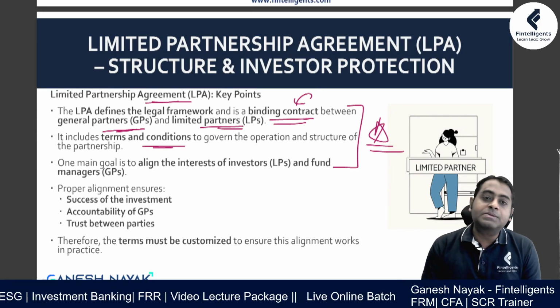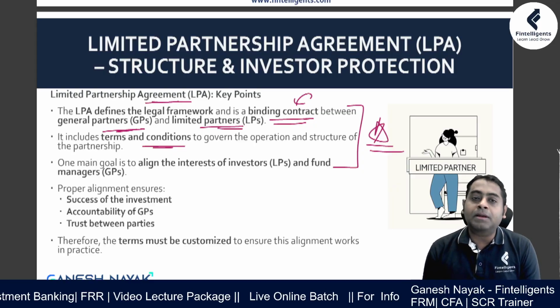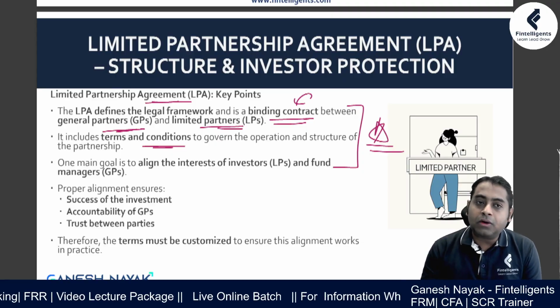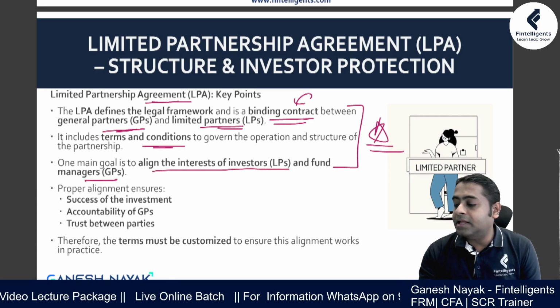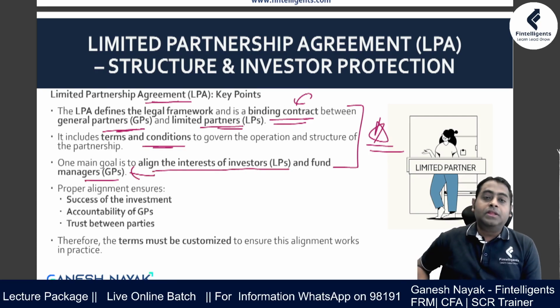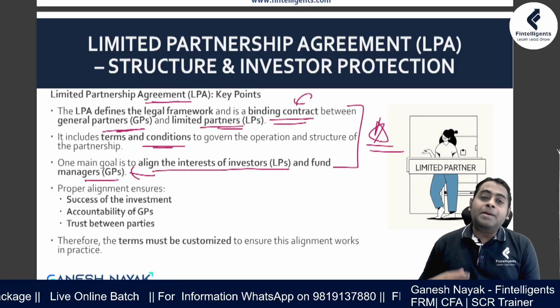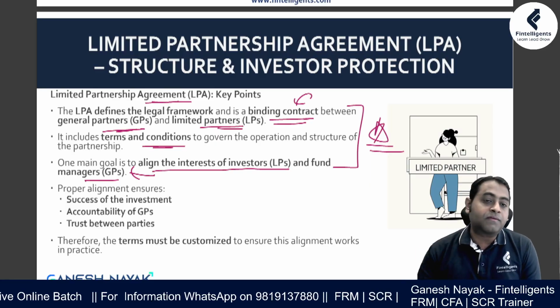Now, why do we need this? Because if you want to make sure that the partnership firm runs successfully, you need to have a limited partnership agreement. And this contract also aligns. See the line: the main goal is to align the interest of the LPs and the fund. Everything is written down, then it is easy for the structure to operate properly. Then you know what is expected from the LP and what is expected from the GP.